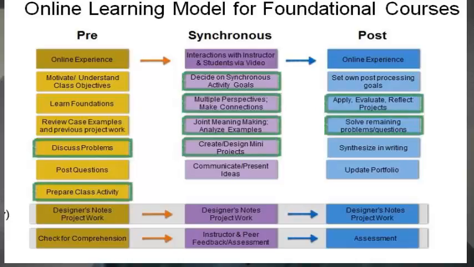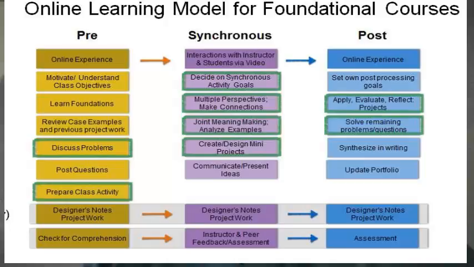And then activities can be focused on enabling students to take multiple perspectives, making connections amongst different concepts, engage in what we call joint meaning making, shared meaning making, where students make meaning of the information together. That could happen, for instance, by analyzing examples. They could create or design mini projects in class where they solve problems, etc. And then they can communicate and present ideas to one another. So this is the phase where we do take advantage of the shared intelligence, the collective intelligence of the students in the classroom, and we design activities that are specifically important and useful when everybody is available synchronously.